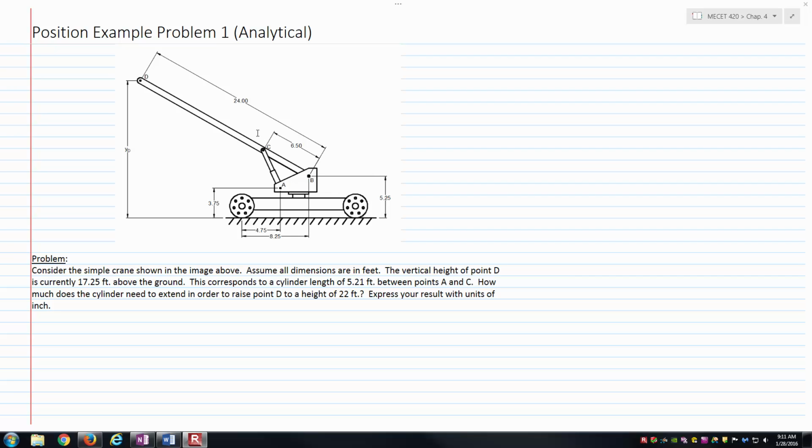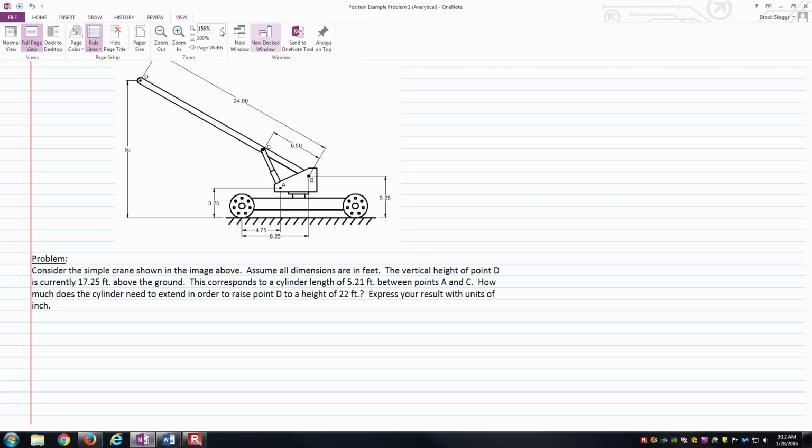The operator is now wanting to raise point D to a vertical height of 22 feet above the ground and needs to know how much to extend the cylinder in order to achieve that 22-foot height. That's what our solution is going to be. We're going to be able to tell the operator, you need to extend the cylinder X units, or X inches, out in order to have point D be 22 feet above. So how are we going to do this?